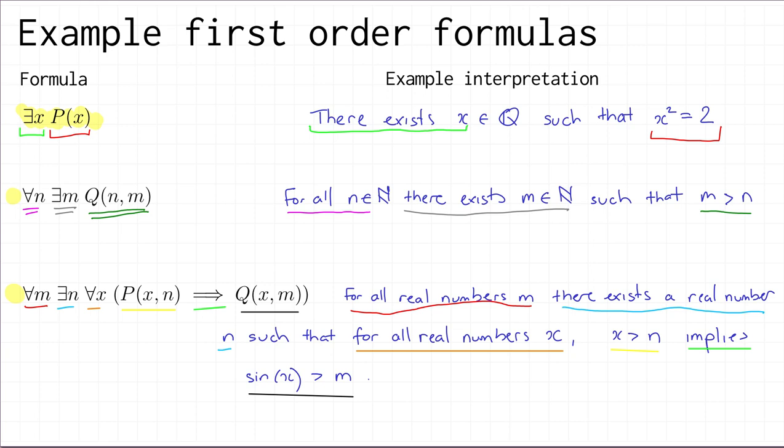So these are some examples of what first-order formulas look like and how we can interpret them as meaningful true or false statements about particular sets of numbers or of other mathematical objects and particular relations between those objects.